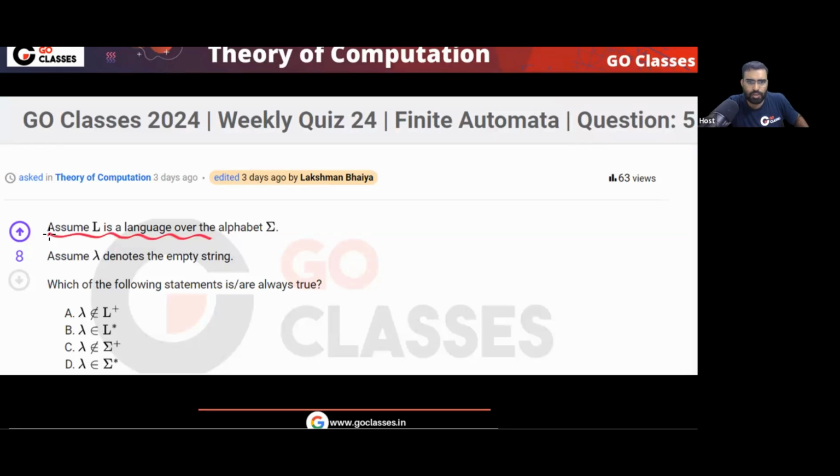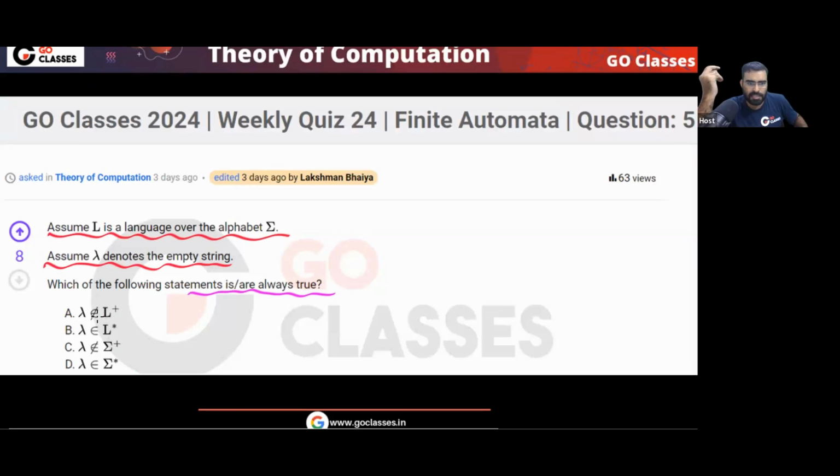Assume L is a language over alphabet sigma. Assume lambda is the empty string. Now, the question is asking which of the following statements is or are always true. Okay, so let's solve it.